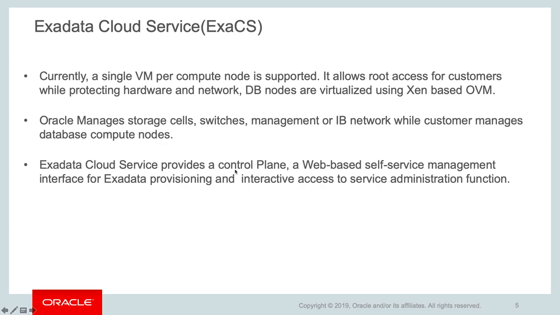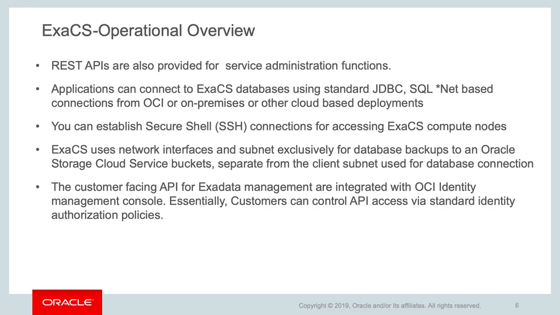Exadata Cloud Service provides a control plane, a web-based self-service management interface for Exadata provisioning and interactive access to service administration functions. REST APIs are also provided for service administration functions. Applications can connect to an Exadata Cloud Service database using any standard JDBC or SQL*Net based connections from OCI, on-prem, or any other cloud-based deployments. You can establish secure shell SSH connections for accessing Exadata Cloud Service compute nodes.